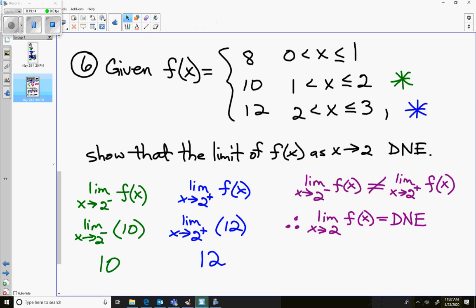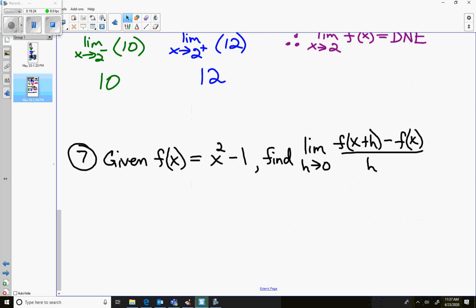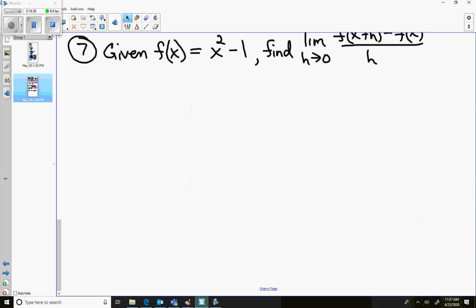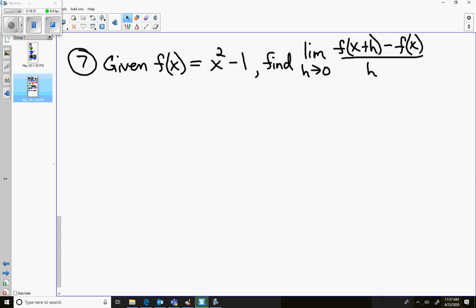And that was our proof. But the proof is showing that the left and right hand limits do not match. All right. And last one. This one's kind of an interesting one.